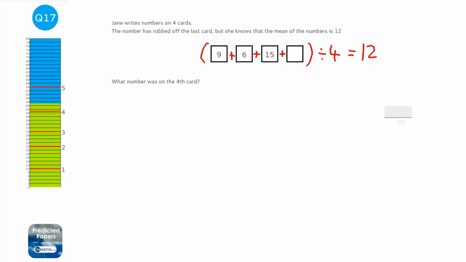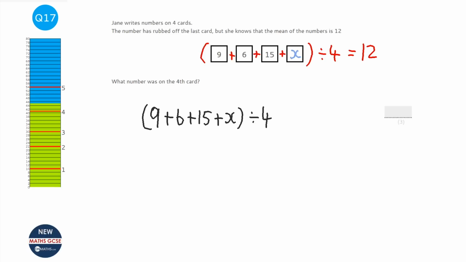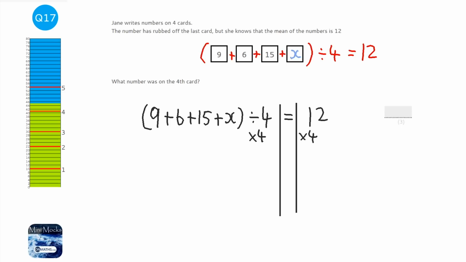So if I put an algebra letter in, let's call it x, then I can write that down. So 9 plus 6 plus 15 plus x, which is our unknown, divided by 4 equals 12. Now if I put my lines down and just try and solve it, first thing to do is I'm going to times both sides by 4 to get rid of that divide by 4. And I'm going to add these numbers together because we know what the answer to this is.